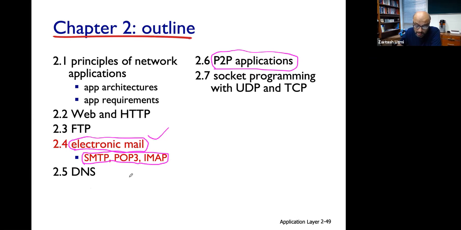So anyways, so the way that electronic mail, what are the protocols underlying electronic mail? So when you are sending the mail from your machine to the mail server, we use a protocol which is called SMTP, Simple Mail Transfer Protocol.